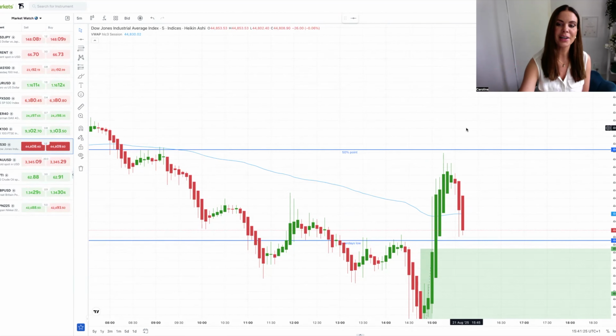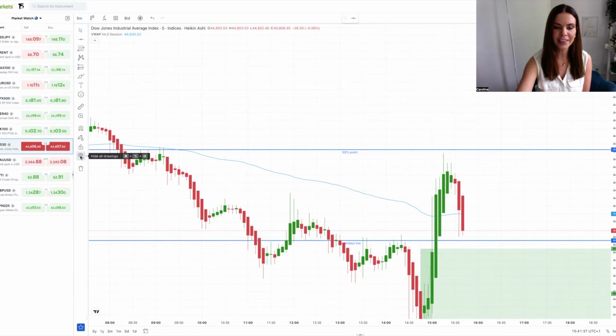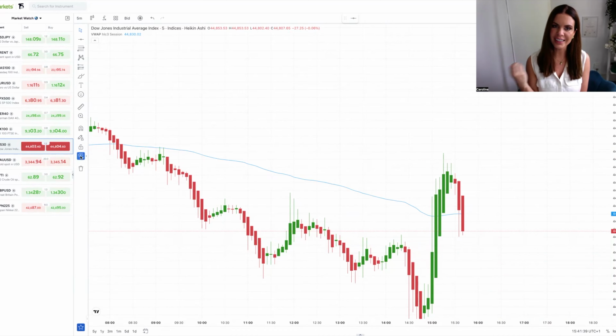And finally, a really helpful tool is this little hide tool along the side here, because if your chart starts to look busy and cluttered because you've put too many levels on it, you can click this here and now you've got a nice clean chart.